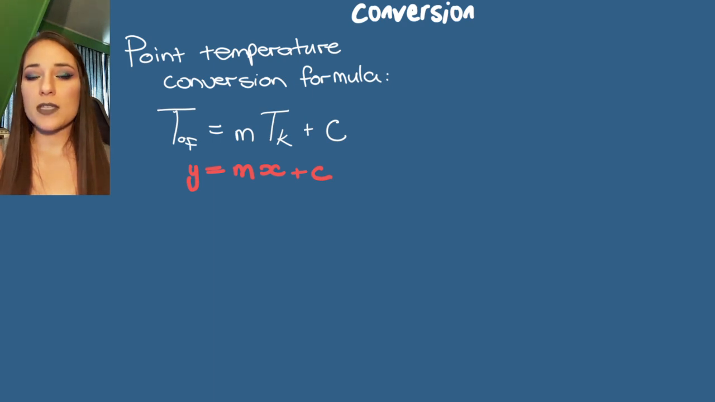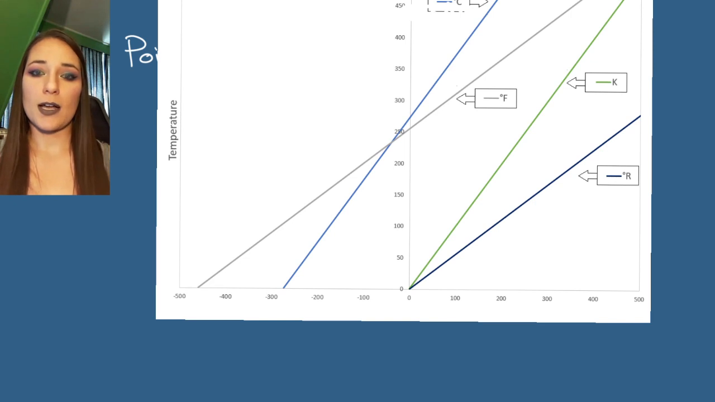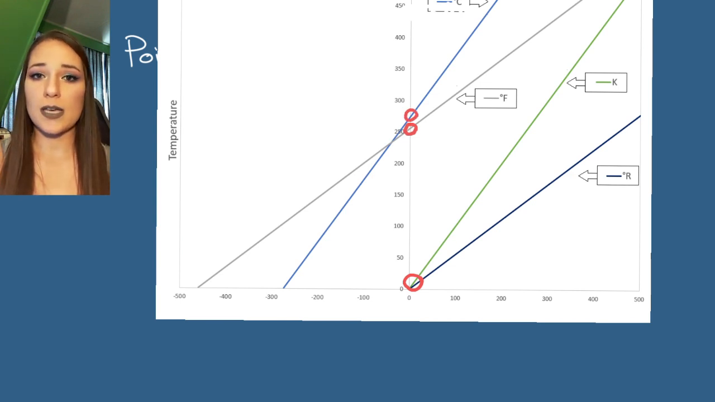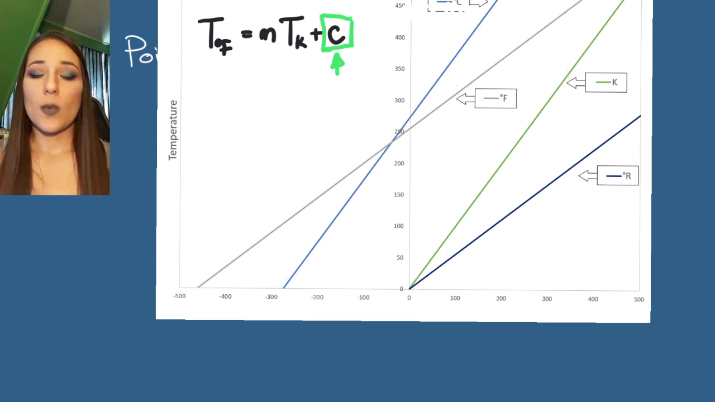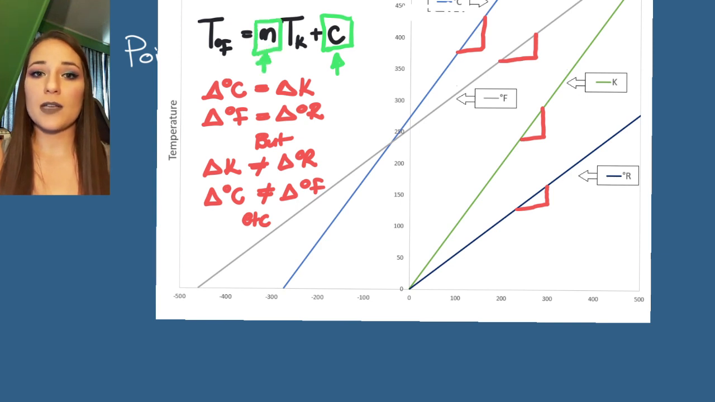We can explain the reasoning for this by looking at the 4 different temperature scales. If we plot a line for different degrees Celsius values and we plot the corresponding lines for the 3 other different temperatures, we can see that each of the lines crosses the y-axis at different points. And this is because each temperature scale has its own 0 point, and this fact will be taken into account by the C value in our equation. We also see that the gradients for each of these lines are different, and this is why we have a gradient value in our conversion equation.